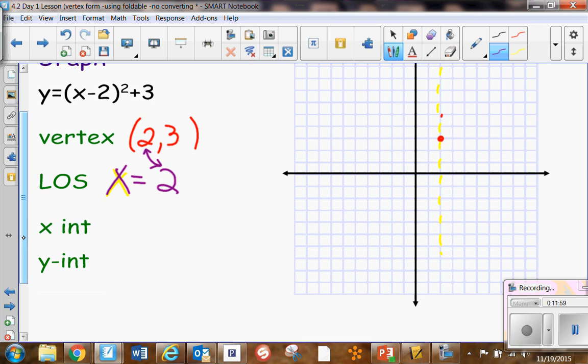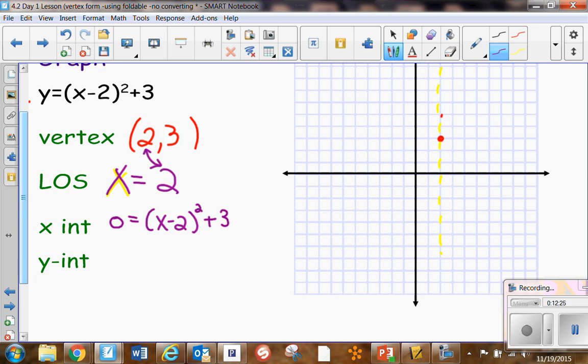All right, for my x-intercept, I'm going to do the same thing. I'm going to set my y equal to 0. So I'm going to have 0 equals (x minus 2) squared plus 3. Now this is going to be a little different. I mean, not different, but we're just going to have to use the toolbox you have full of math tools since you've been in pre-algebra.